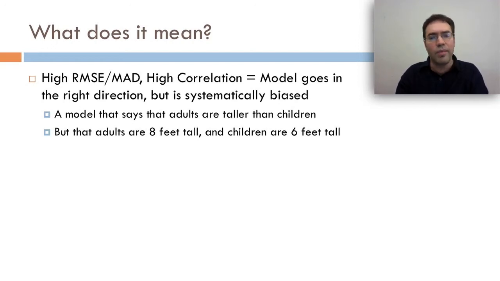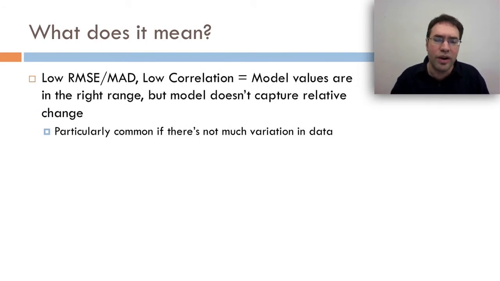For example, let's take a model that says that adults are taller than children, but that adults are 8 feet tall and children are 6 feet tall. This model correlates well, but the root mean squared error or mean absolute deviation is a bit off. What if you have a low root mean squared error or mean absolute deviation and a low correlation? In that case, the model values are just in the right range, but the model doesn't capture relative change. This is particularly common if you don't have much variance in your data.